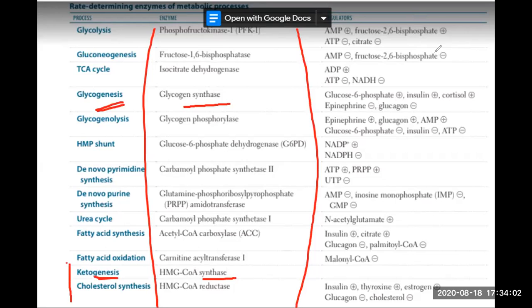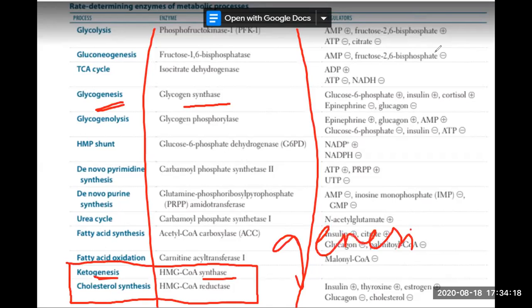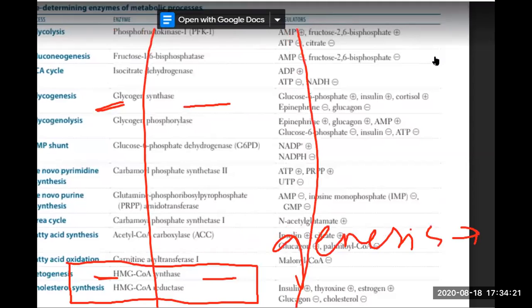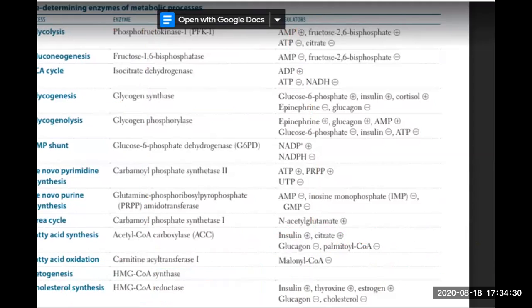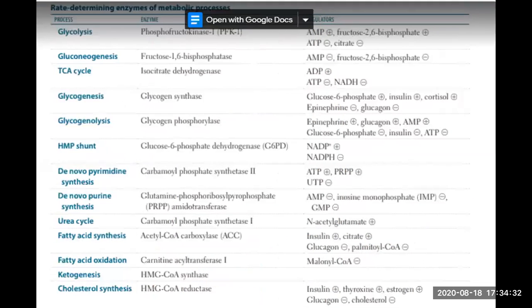When you will be studying ketogenesis and cholesterol synthesis, the names are the same: HMG-CoA synthase, HMG-CoA reductase. Then you will be confused about which one had synthase and which one had reductase. So it is easy to remember: the genesis one has synthase. Please remember, genesis has synthase.